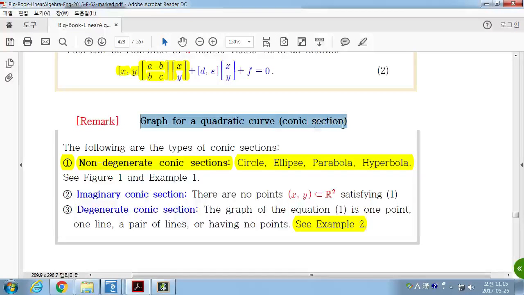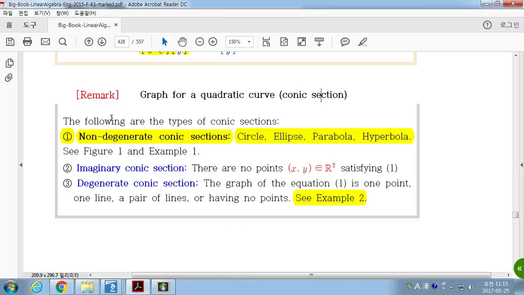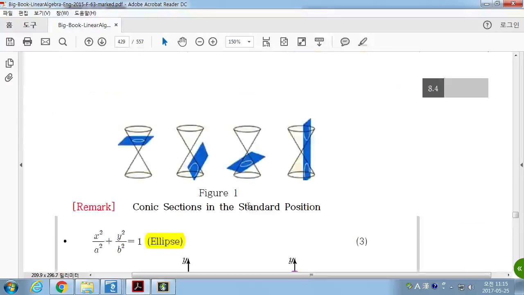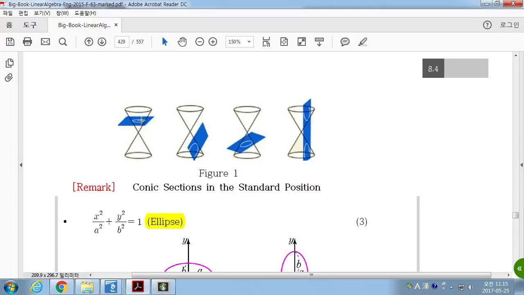The graph of a quadratic curve is a conic section, which you see here. The following are the types of conic sections: non-degenerate conic sections, degenerate conic sections, and imaginary conic sections. First, the non-degenerate conic sections are the circle, ellipse, hyperbola, and parabola, as you see here.